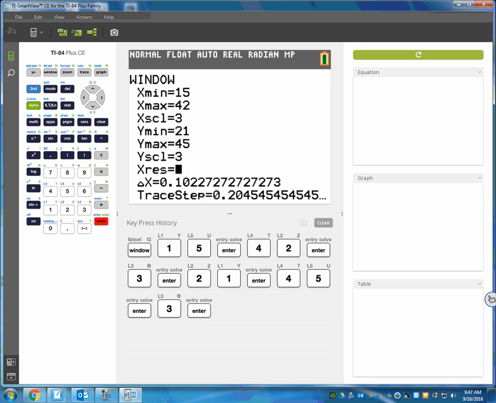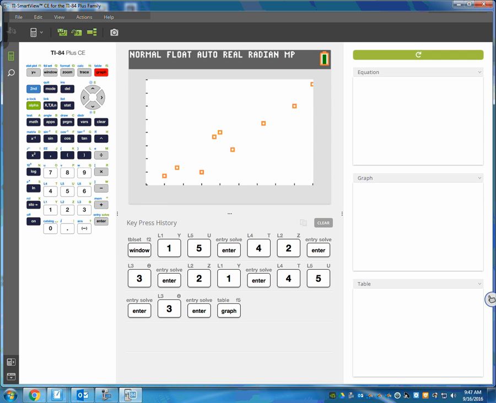So the other thing that we need to do before we can see our scatter plot is we have to tell it to graph our scatter plot. We did this last week, so maybe yours is already on, because you did that. So let's try. If I hit graph right now, oh, it is on.